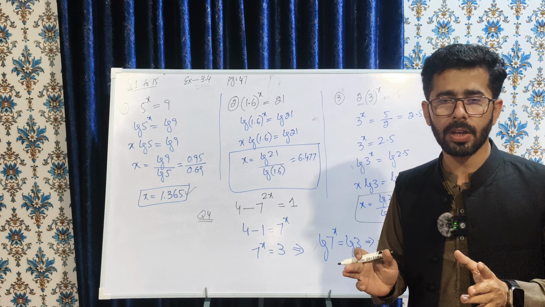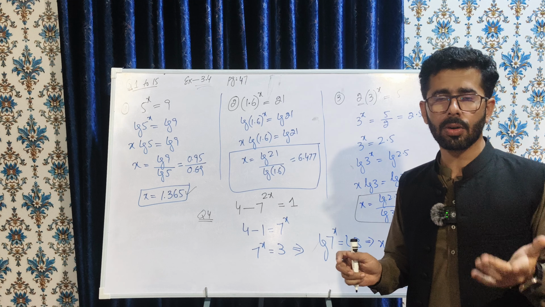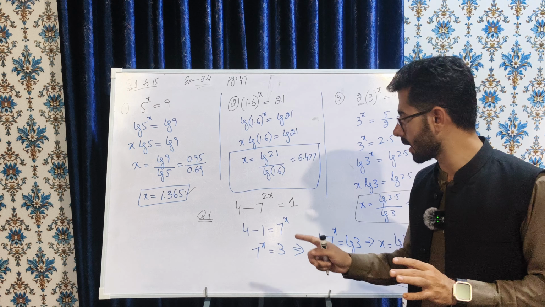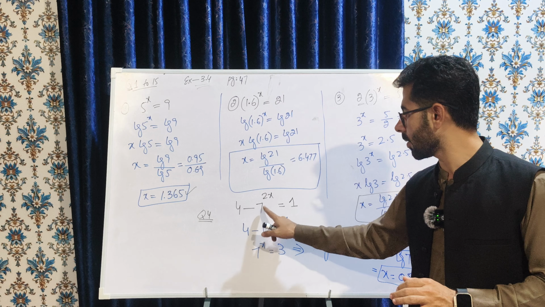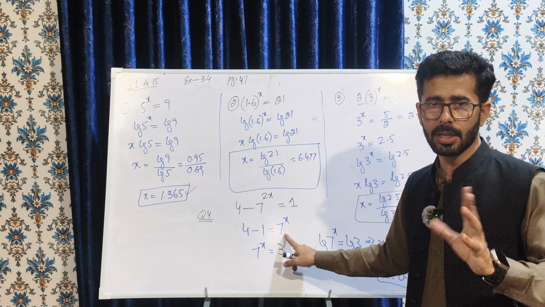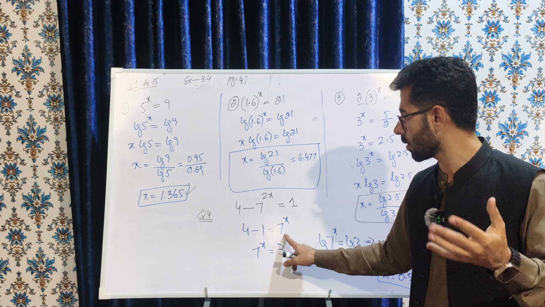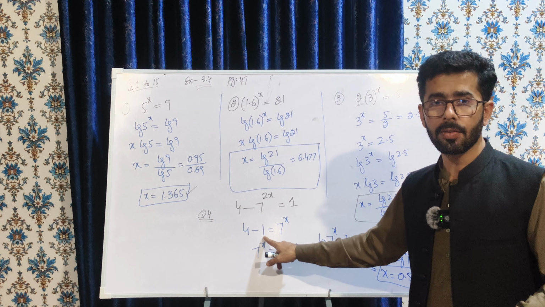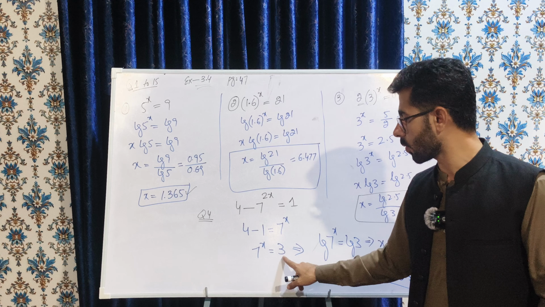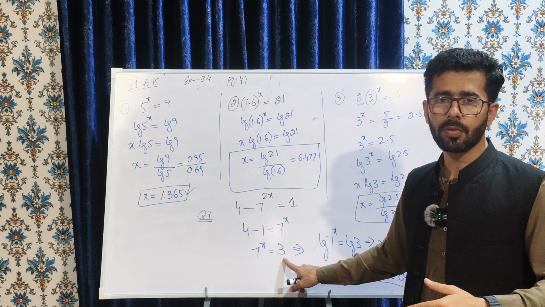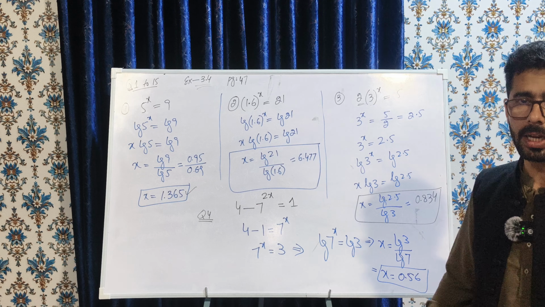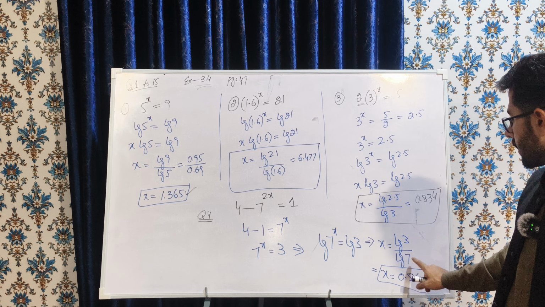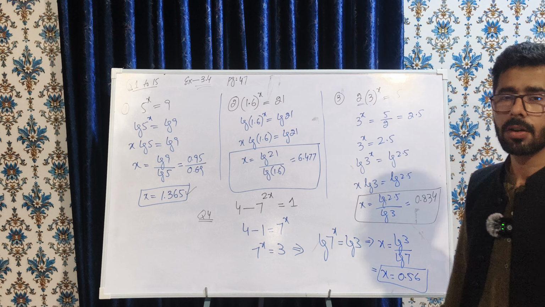We need to reshuffle it in order to get the unknown on one side and the known parts on the second. So we bring 7 power 2x to the right, or we subtract 7 power 2x on both sides, or add it on both sides, whatever suits you, and we bring 1 to the left. So 7 power 2x becomes equal to 3. Now we have to follow the same drill. We apply LG on both sides, and that becomes LG 3 divided by LG 7, which is 0.56.